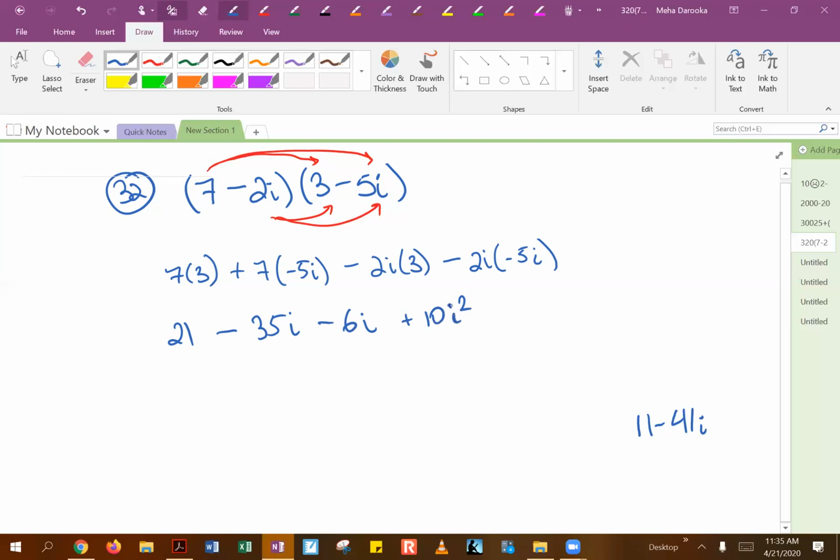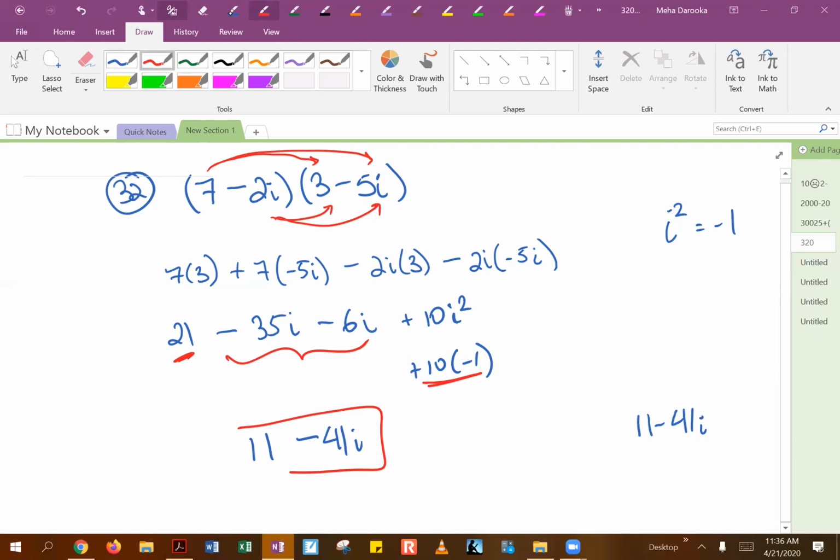The i squared turned into -1, and then we combined it with the real part. That's the only crucial thing to remember: i squared will always need to be changed into -1, because that will then become the real part, which of course will combine with the real part from the first term. So these go together, which gives you the 11 as your real number part. And then combining these two imaginary parts gives you the negative 41i. That was the only thing I wanted to make sure you would remember, to change that i squared into -1.